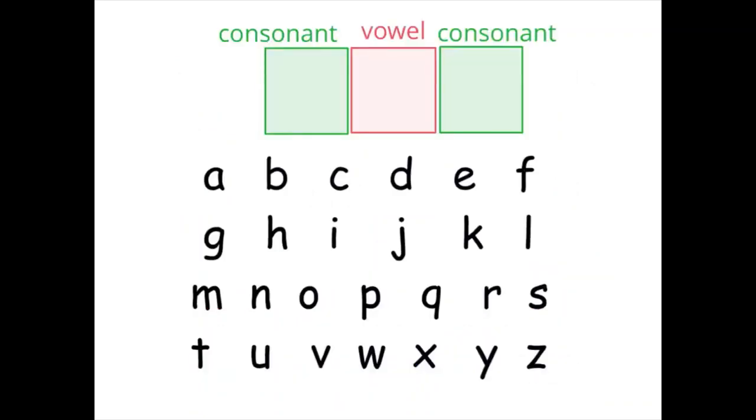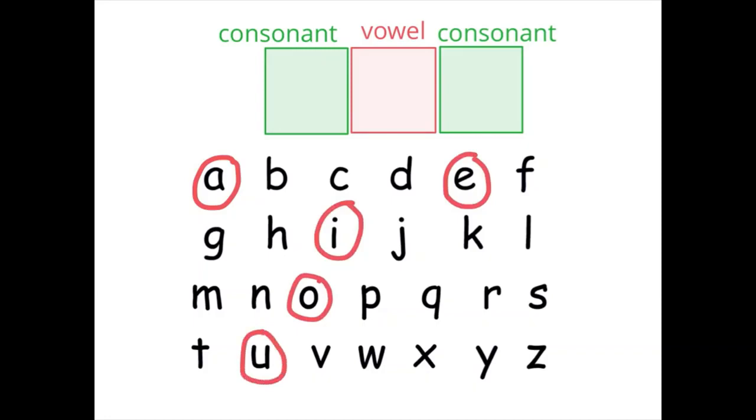Do you remember which of these letters are vowels? I am going to use red to show the vowels. We have A, E, I, O, U, and sometimes Y.